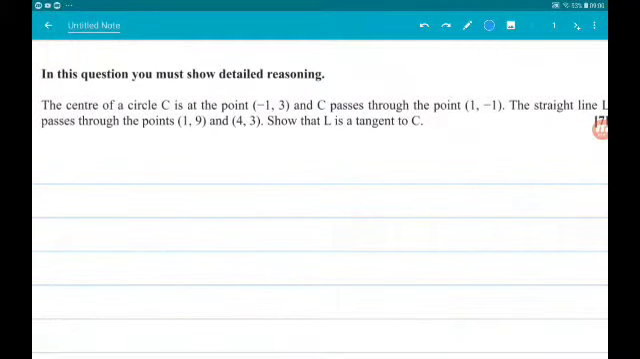Question 8. Much more fun. 7 marks. Coordinate geometry. Much more marks. So, in this question, we must use detailed reasoning.